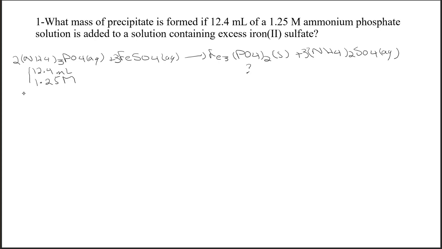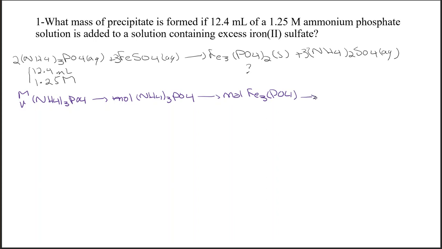So our plan here is from molarity and volume of ammonium phosphate, we want to find the number of moles of ammonium phosphate. Once we have moles of ammonium phosphate, based on the balanced equation, we want to find moles of iron 2 phosphate. And once we have moles of iron 2 phosphate, we're going to use the molar mass of iron 2 phosphate, and we can find the mass of iron 2 phosphate.